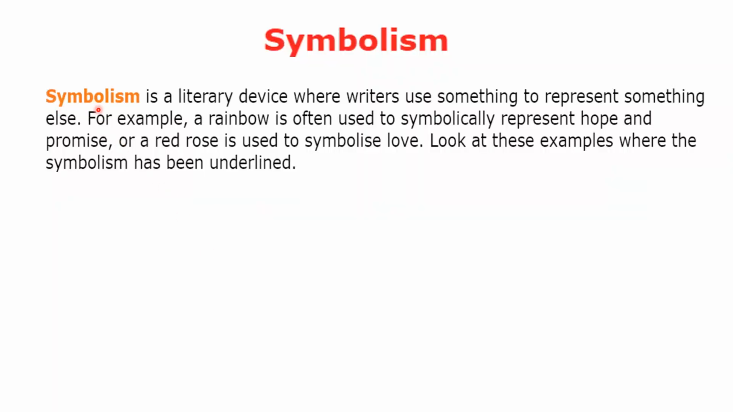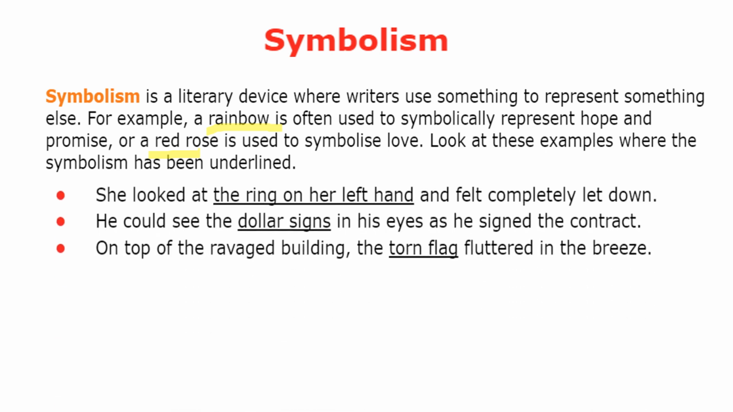Now, the word symbolism is from the word symbol, representation. So it is actually a literary device where writers use something to represent something else. For example, if there is a hint of a rainbow, it means that it is a symbol of hope and promise. And we all know that if there is a hint of a red rose, then it's a symbol of love. Now, look at these examples and try finding the hidden sense related to these symbols.